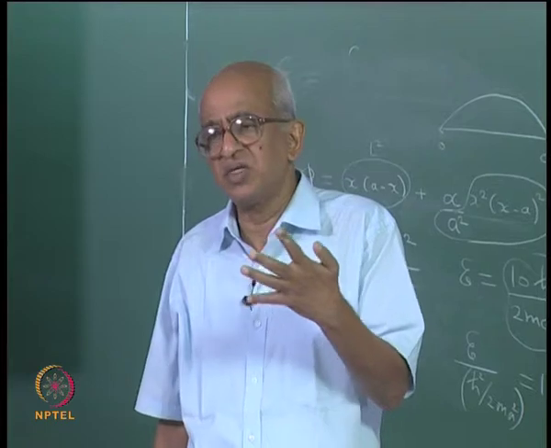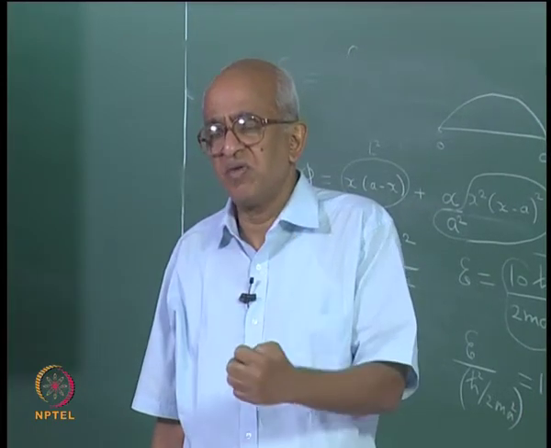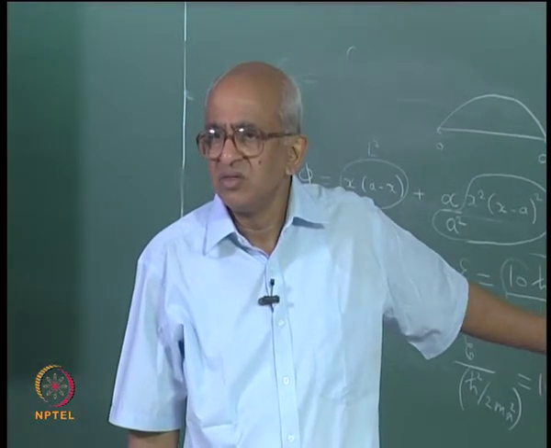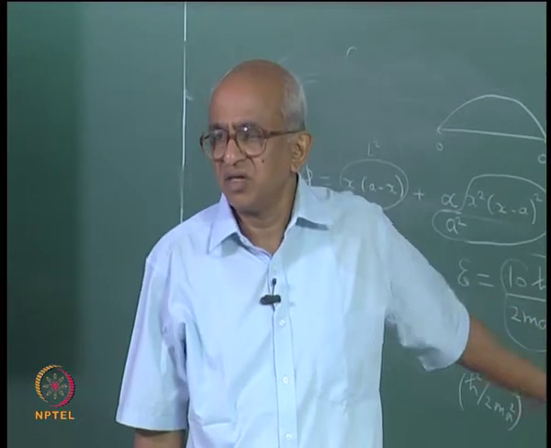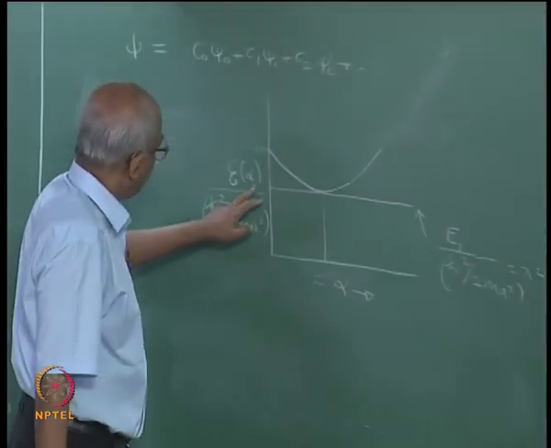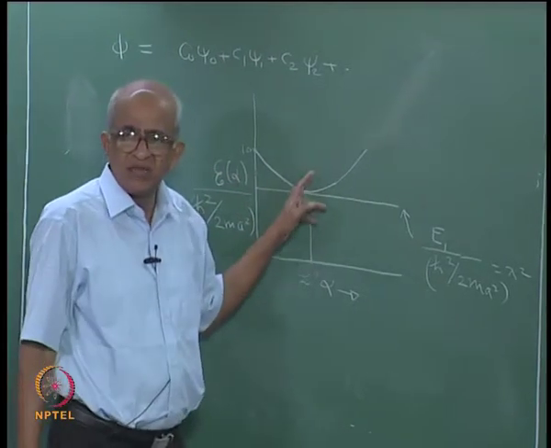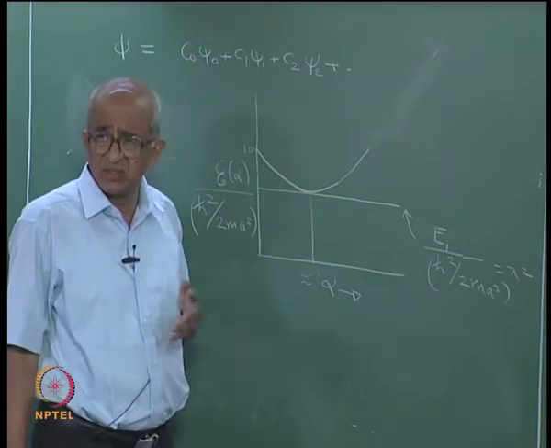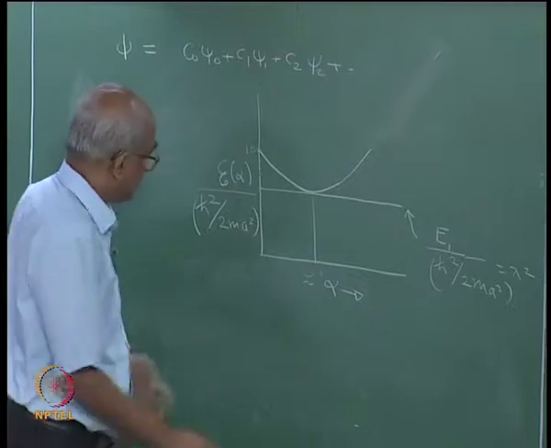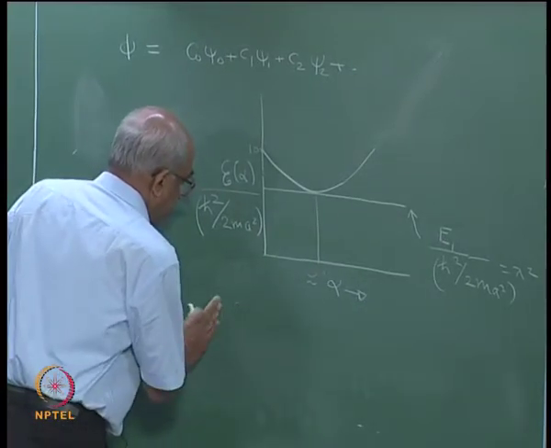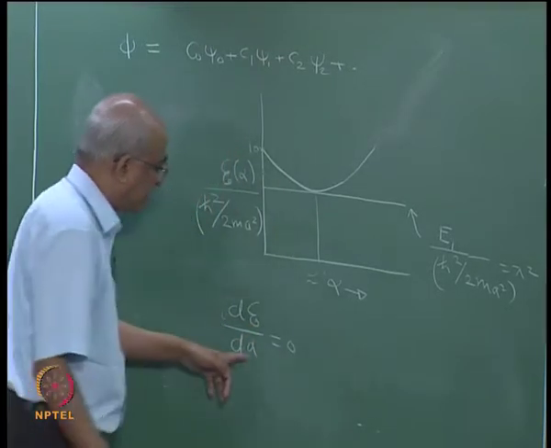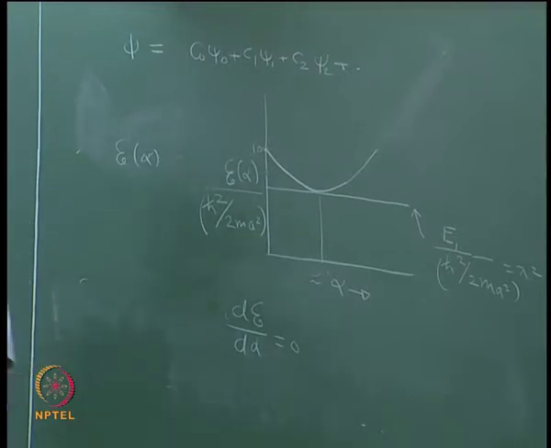What is the best possible value for alpha? The best possible value for alpha will be the one that minimizes script E. This E is a function of alpha, so all that I should do is find that value of alpha which minimizes it. If you know what this function is, this is a very simple exercise in calculus. The derivative of script E with respect to alpha should be equal to 0. You find that and that will give me the best possible value for this parameter alpha. Now this gives me an idea.